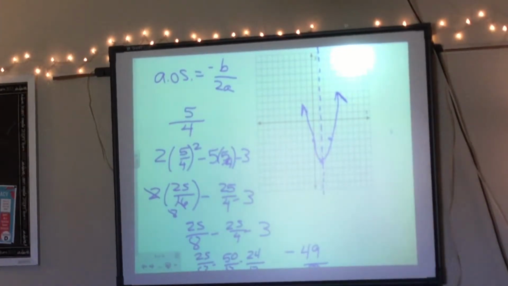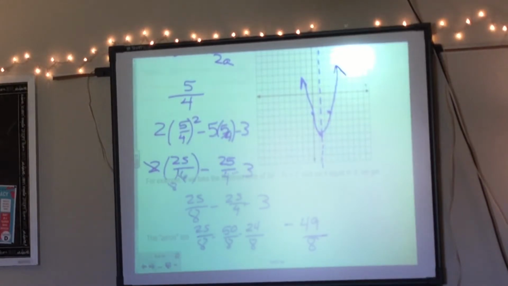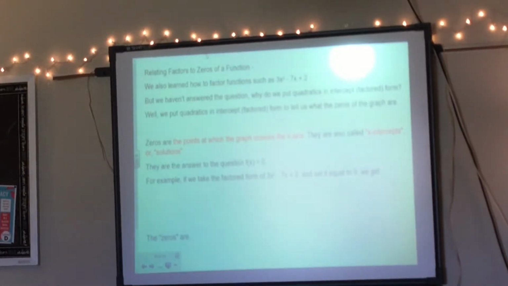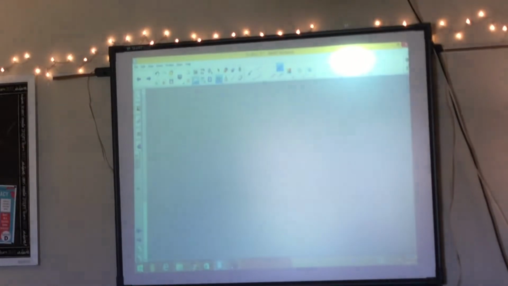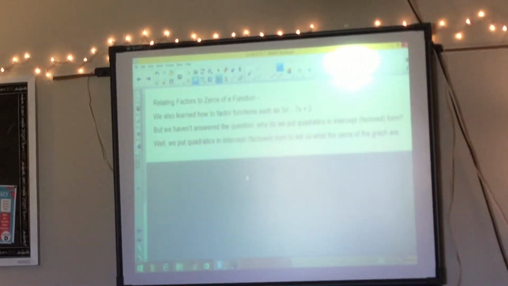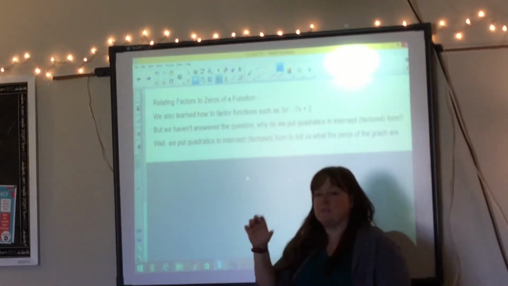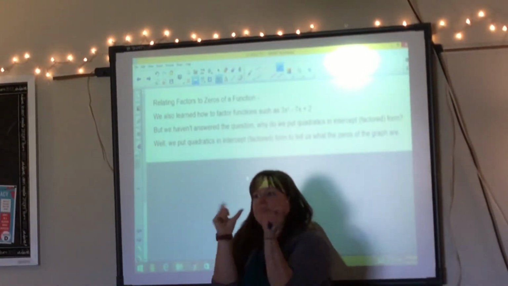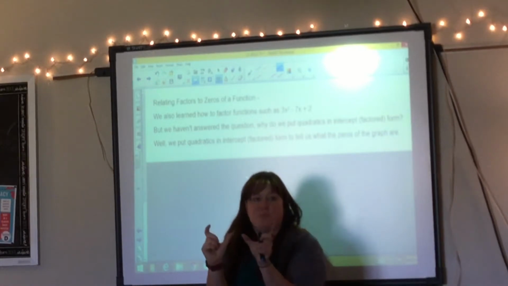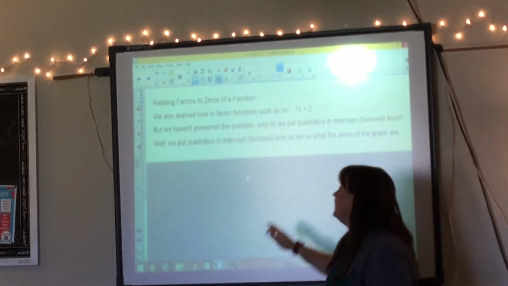I want to talk about intercept form because this is the third form that we use, right? And it looks like our factored. Sometimes people call it factored form. Sometimes people call it intercept form. You're going to hear it both ways in this class.